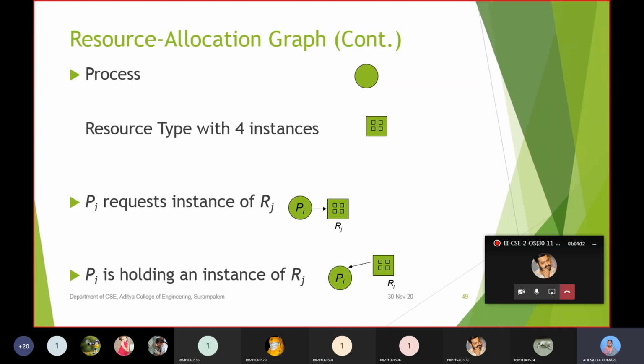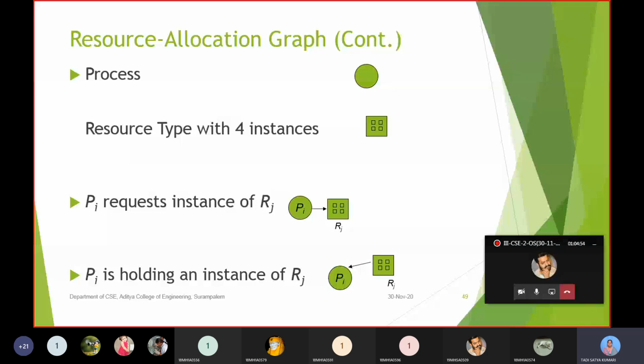Before moving to that, we'll go over some basic notations in the resource allocation graph. A process is represented with a circle, and a resource is represented with a square. The number of instances is represented with dots, or here with boxes. You can also represent them with circles or small boxes. Whatever you take, the instance can be represented in any way, but the resource is represented with a square.